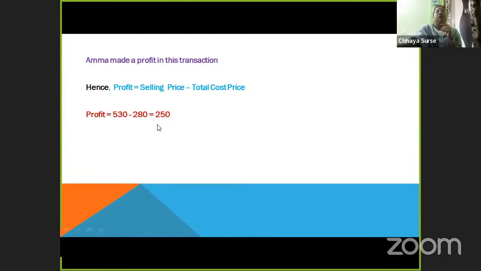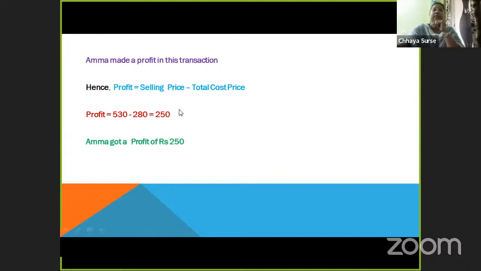Clear? Amma got 530 because the total cost is 280, which means 250 rupees extra. She invests this 280 rupees, but when you compare, she got 250 rupees extra money. That we can say is a profit. Amma got a profit of rupees 250.